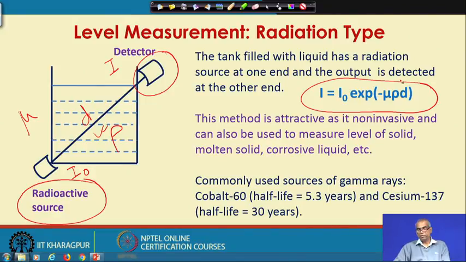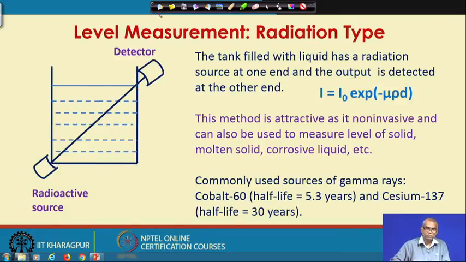The method is attractive as it is non-invasive and can also be used to measure level of solid, molten solid, highly corrosive liquid, etc. Commonly used sources of gamma rays are cobalt 60, which has half life of 5.3 years, and cesium 137, which has half life of 30 years. There are other designs also possible.